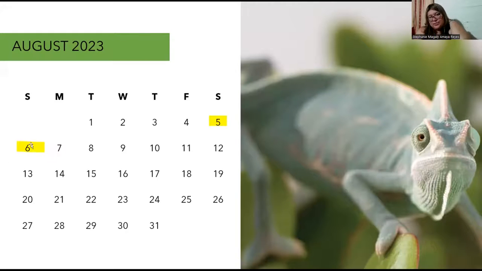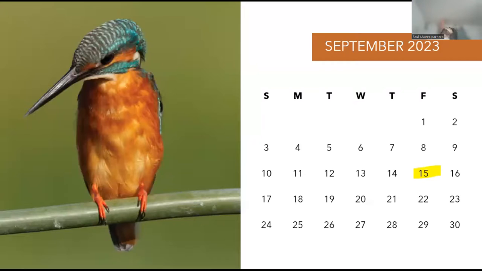Saturday, August 5th. Okay. Sunday, August 6th of 2023. Okay, so what celebration is this one? It's a national holiday. Exactly. Yes, the Augustines, right? Okay, Augustine. The Salvador del Mundo's celebration.